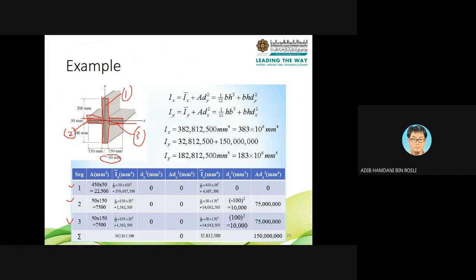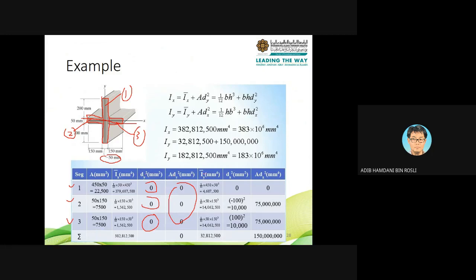Because all of them share the same x-axis, their own x centroid axis is the same as the global x-axis. So that's why their dy squared, dy, are zeros, right? Which means that you don't have to use the parallel axis theorem for Ix. If you multiply with a dy squared, it will be zeros as well, because the dy's are zeros.